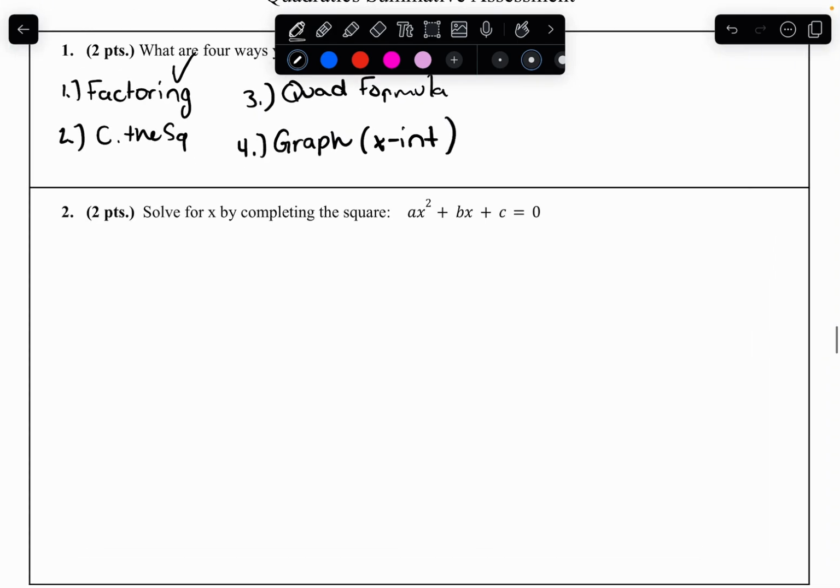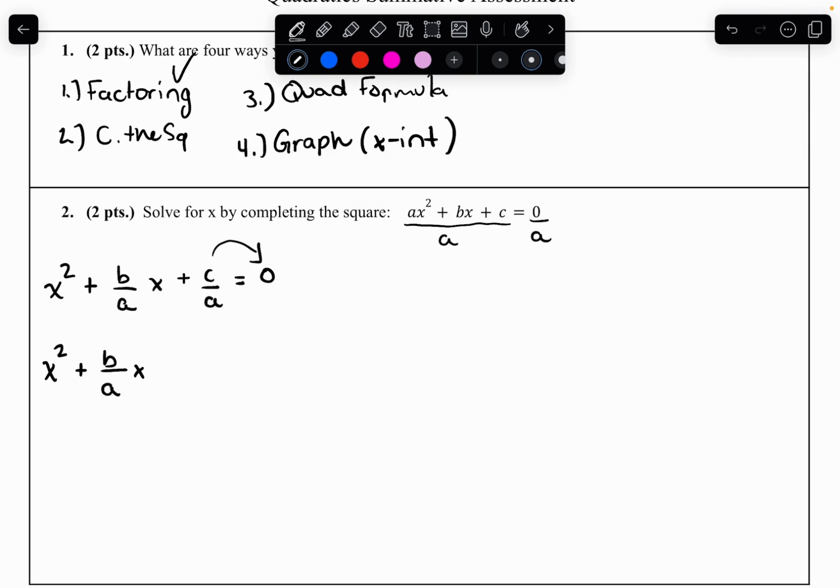Okay, let's do this. First thing you're going to do is divide both sides by a. So we have x squared plus b over a x plus c over a is equal to 0. When you are completing the square, the first thing that you do is you move the constant to the other side. So we have x squared plus b over a x plus something is equal to negative c over a plus that same something.